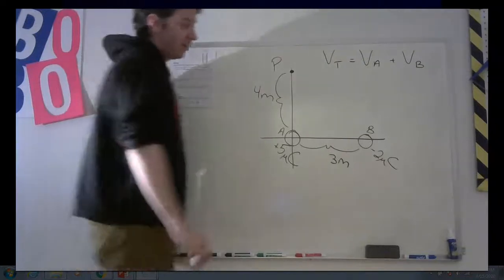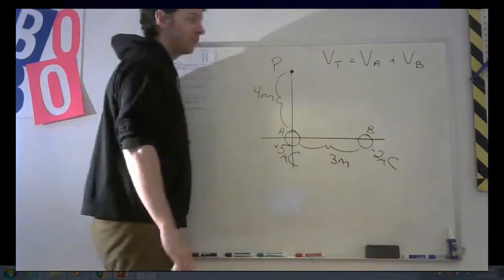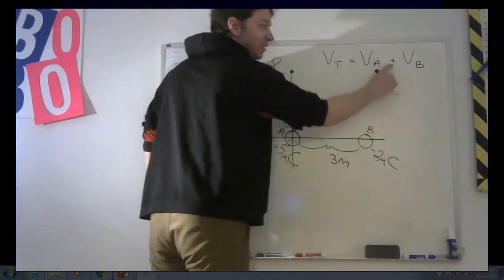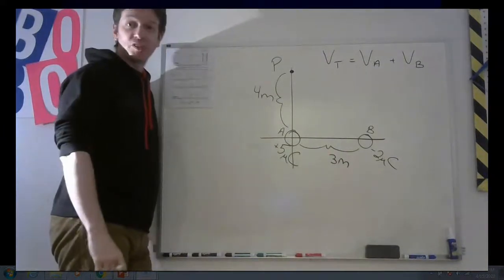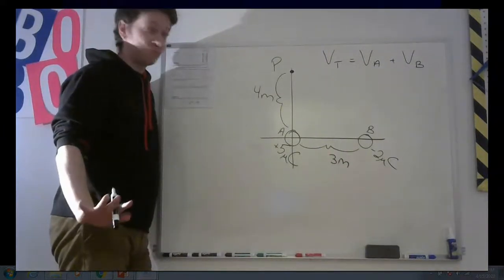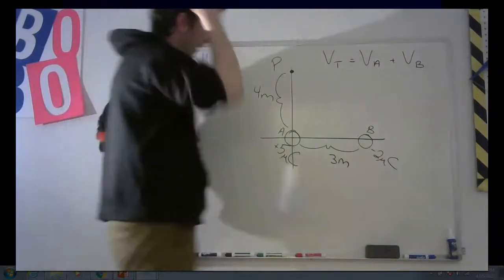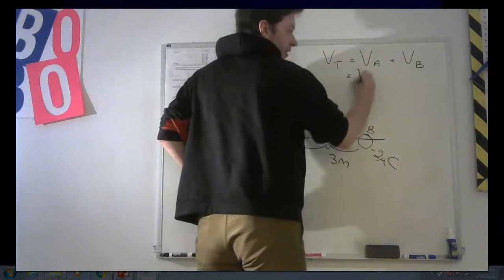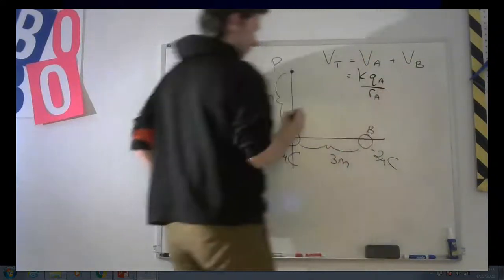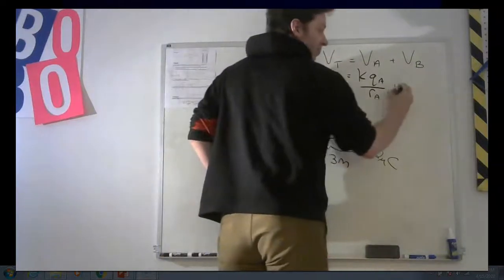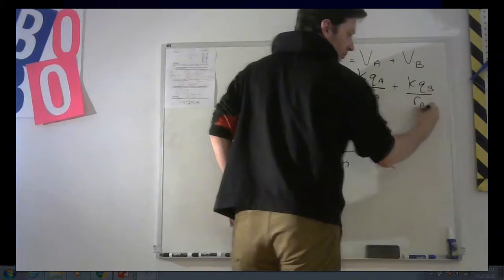However, because this is a negative charge, the potential at B will be negative. We don't have to write it as negative. We're still taking the sum. If we want, we can just sub in the negative with the charge, and that'll take care of itself. But remember, don't do that if it's vectors. Okay, so this is kQA over rA to P, plus kQB over rB to P.